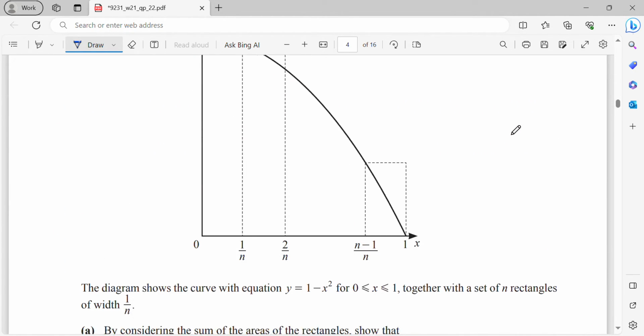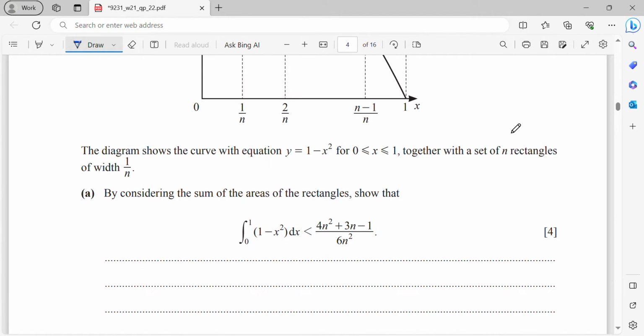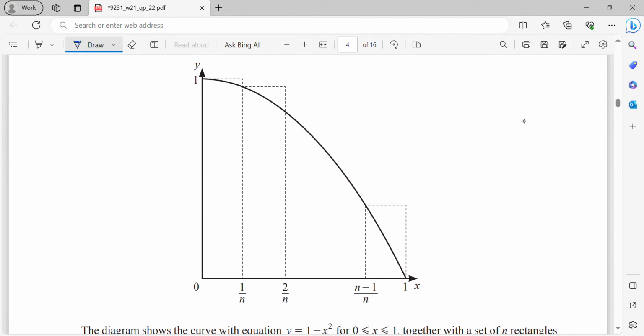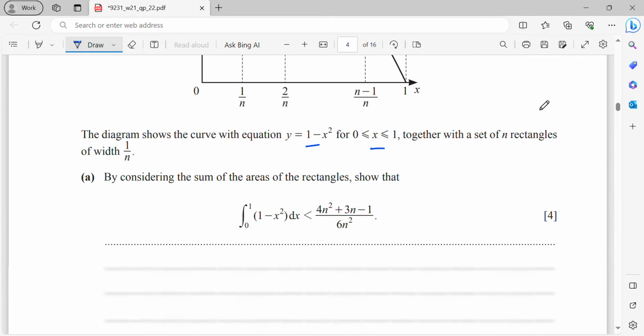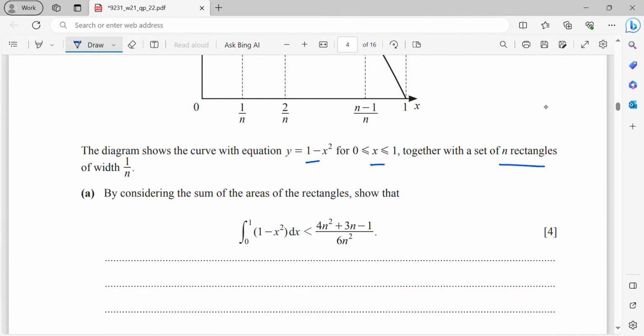For question 3, the diagram shows the curve with equation y equals 1 minus x squared for x between 0 and 1. Okay, so this is y equals 1 minus x squared. Now, together with the set of n rectangles with the width of 1 over n. Here is 1 over n. Now part A: by considering the sum of the areas of the rectangles, show that the integration is less than this expression.